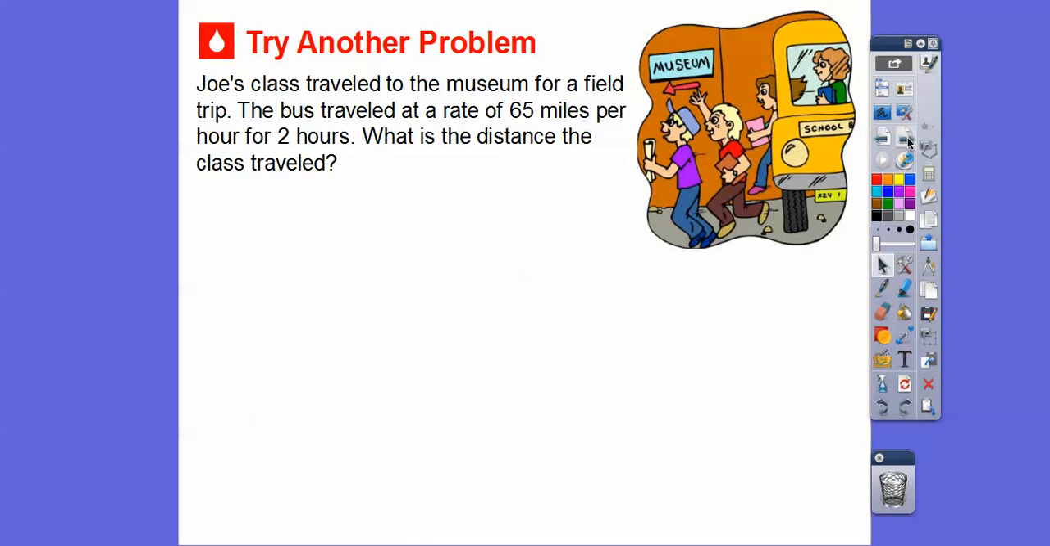So Joe's class traveled to the museum on a field trip. The bus traveled at a rate, so here's R, at a rate of 65 miles per hour for 2 hours. So there's our time, 2 hours right there. What is the distance the class traveled? Okay, so which formula are we going to use?